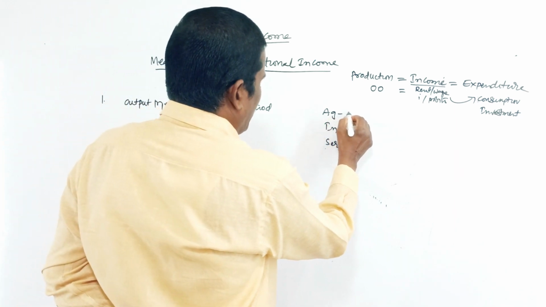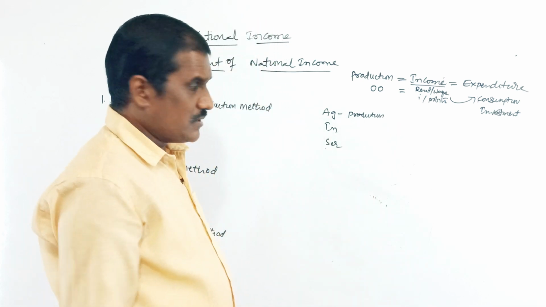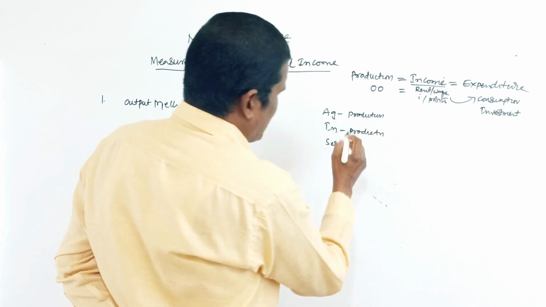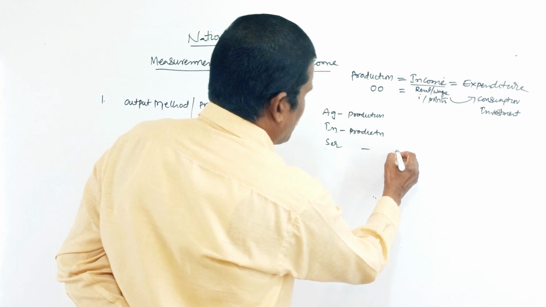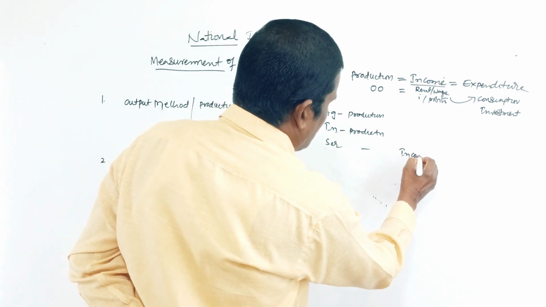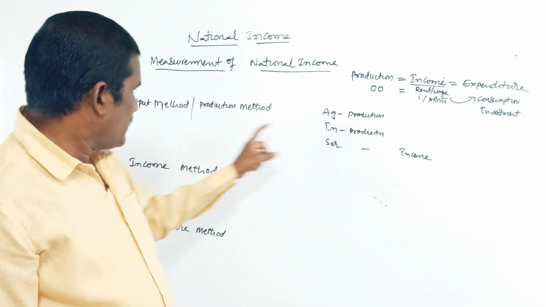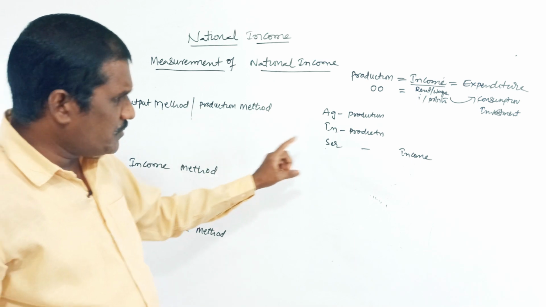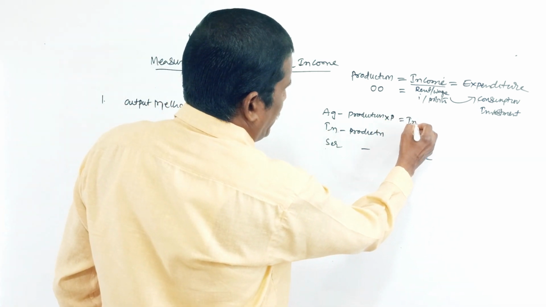From the agriculture sector we get production, and we get production from the industrial sector, but we do not get production from the service sector. We get only income from the service sector. Here, production method, output method. Production is nothing but output. So production multiplied by market price, we get the income.